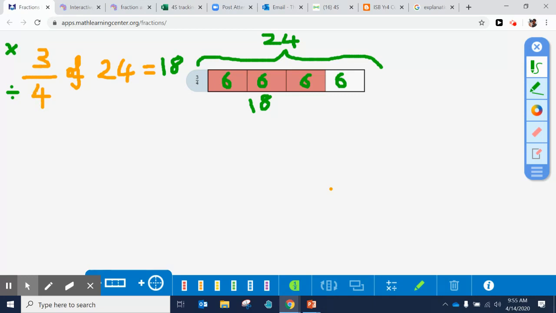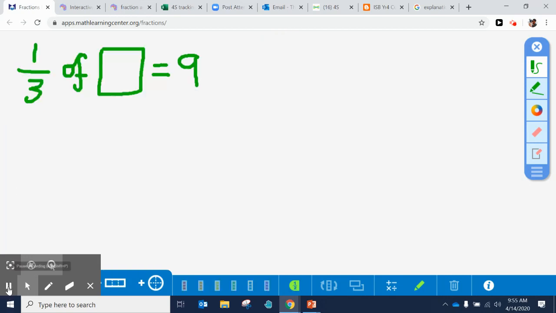So the simple trick, if you don't want to draw it, is divide by the bottom and then times by the top. So once you've mastered that skill, and that will be challenge 1 today, challenge 2 and challenge 3 is a little bit more complicated. Today, you're going to have problems where you don't have the whole and you need to find what the whole is.